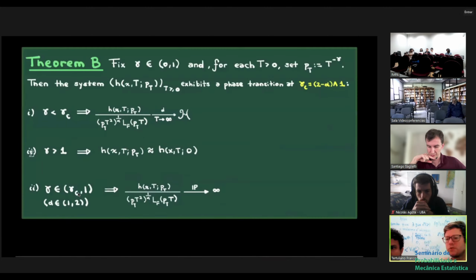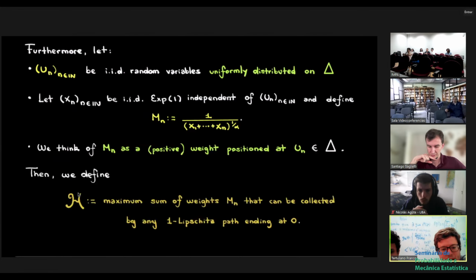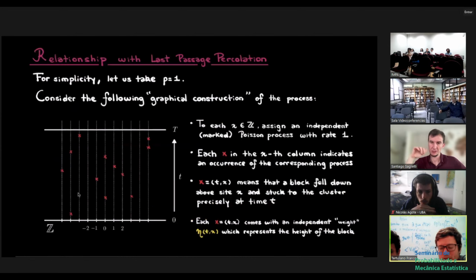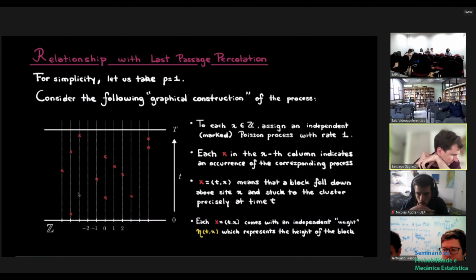But do you think it's possible to say anything about the largest height? As I understood, we are looking now at the typical height. You fix 0 and then you look at the height at 0. But if you take the maximum of all heights, do you think it's possible to say something about it? Yeah, maybe.